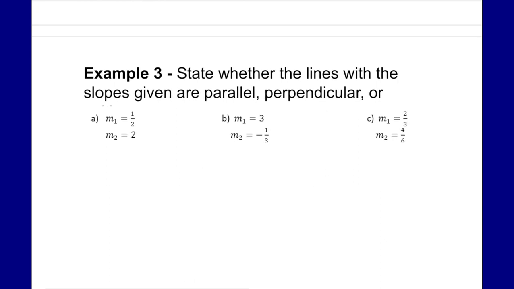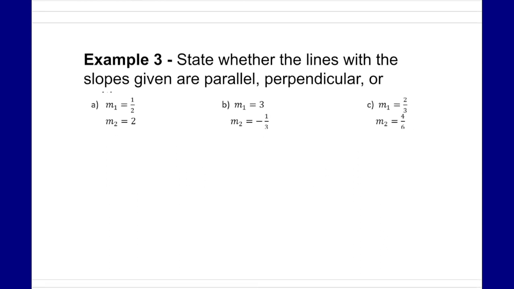Next example, state whether the lines with the slopes are parallel or perpendicular, or neither. I'm just looking at the slopes and determining whether it be parallel, perpendicular, or neither. If I look at the first two, 1/2 and 2, they are flipped. However, they're both positive. So because they're both positive, even if they're flipped, they're not perpendicular. They're not parallel because they're not the same. So this would be neither.